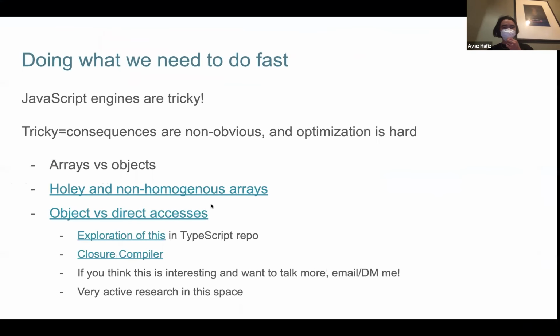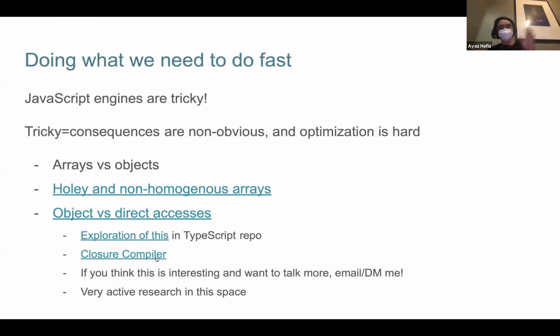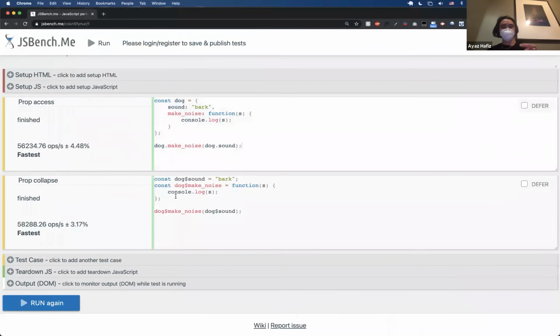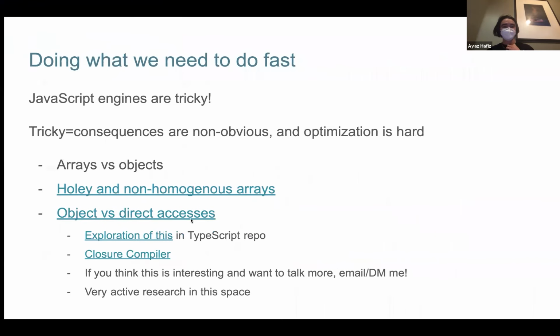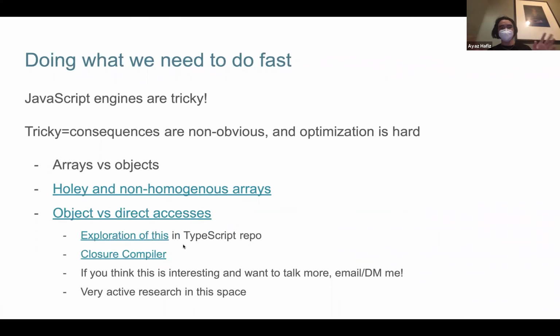And in fact, there's this thing called the Closure Compiler, which is the thing that Google wrote, which does this kind of optimization. So if you have code like this, it will rewrite all of them into constants like this, because it knows that that's a real advantage it gives you. So again, if you're interested in this kind of stuff, email me or DM me, and we can talk more about it.